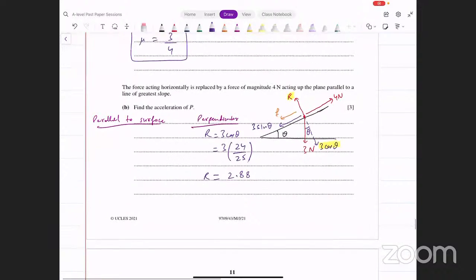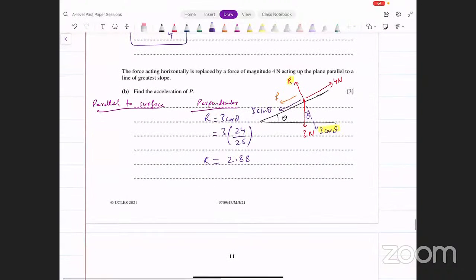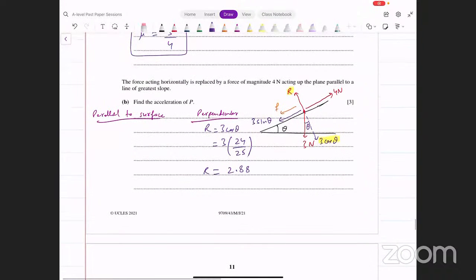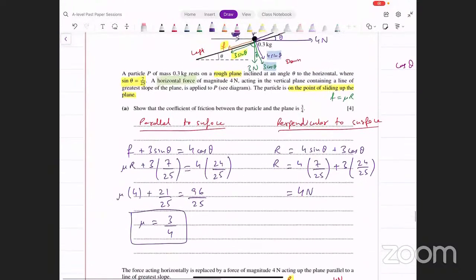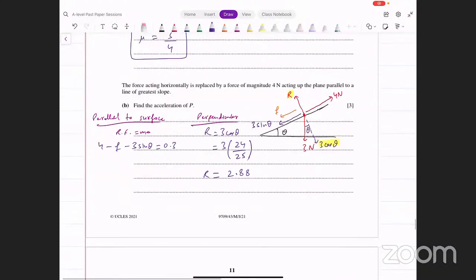Now we look at horizontal forces, parallel to surface forces. वहाँ पे movement है, आपके objects move कर रहे हैं. Forward force कौन सी है? 4. So I'm using RF equals MA. Resultant force equals mass into acceleration. Forward force is 4. Subtract from that the backward forces, which are F and 3 sin theta. And this should equal mass, which is 0.3 into acceleration. Acceleration आपको find करनी है.